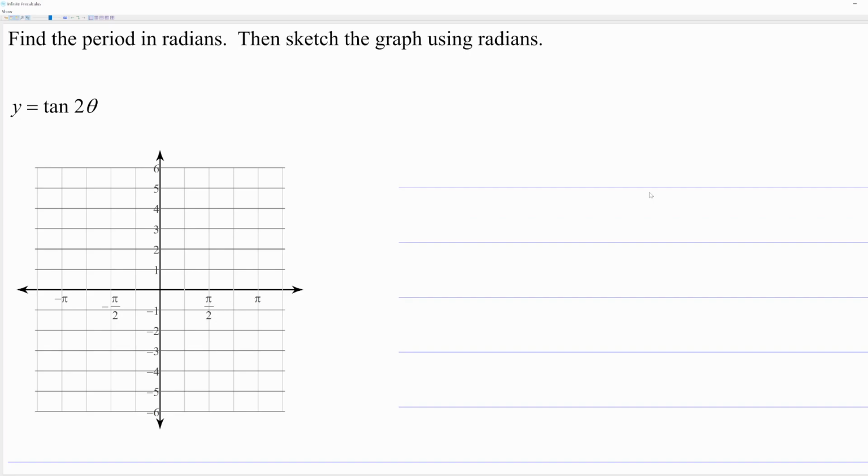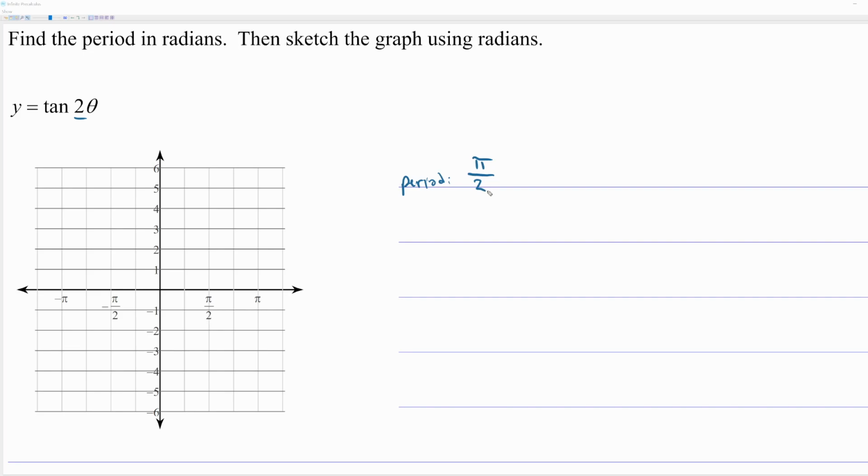Now a tangent, I'm only really interested in changing the period. You can do a vertical shift, you can do some other things, but changing the period is the most important one, so I want to focus on that. All right, so if you watch the previous video, the period of the normal tangent function is not 2 pi, it's pi. So you take the period and you divide by whatever number's in front of the variable. So the period is going to be pi over 2.